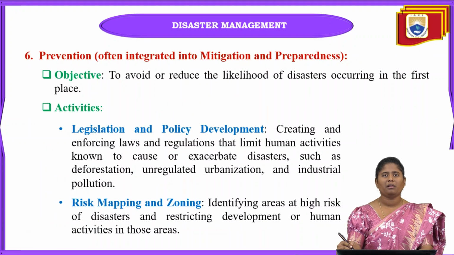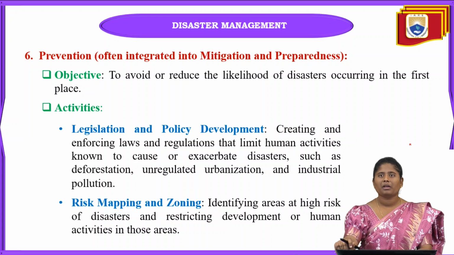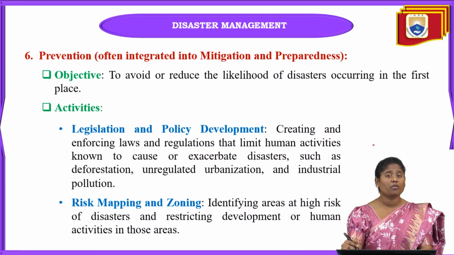Next one is prevention. This is related to mitigation and preparedness. Here the main objective is to avoid or reduce the likelihood of disasters occurring in the first place. The main activities include legislation and policy development. Here we have to create laws and regulations that limit human activities that cause disasters, such as deforestation.